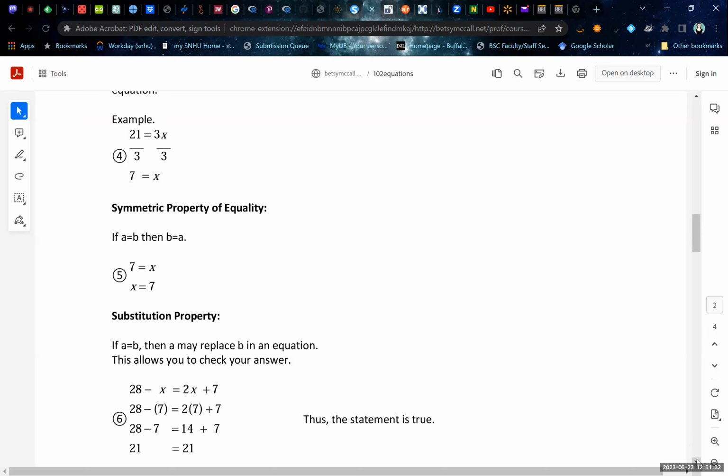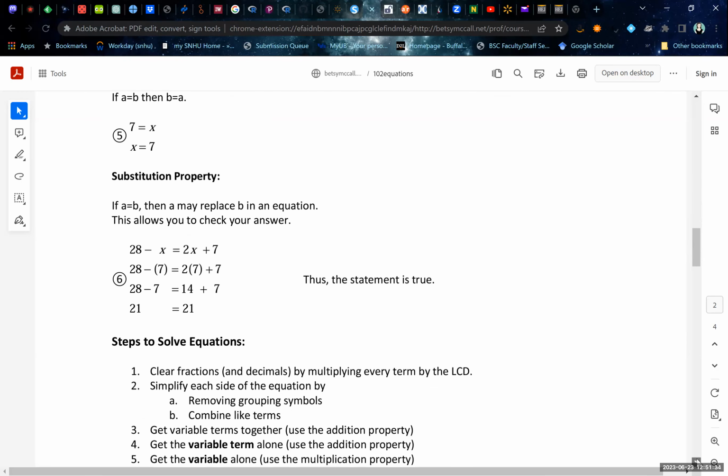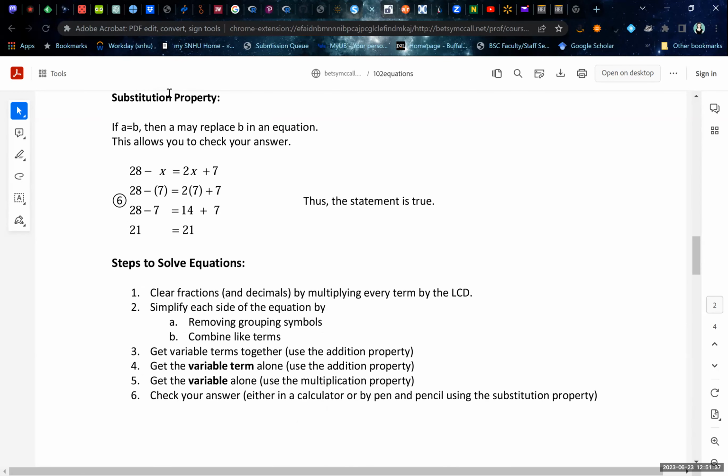Now, the substitution property is going to allow us to check our answer. We've decided that x was 7. So if we take our original statement and plug in the 7, then instead of 28 minus x, we have 28 minus 7. We can simplify this to get 21. And on the other side of the equation, we replace x with 7, which gets us 2 times 7 is 14, plus 7, and 14 plus 7 is 21. And so we verified that if you plug in 7, both sides of the equation are true.